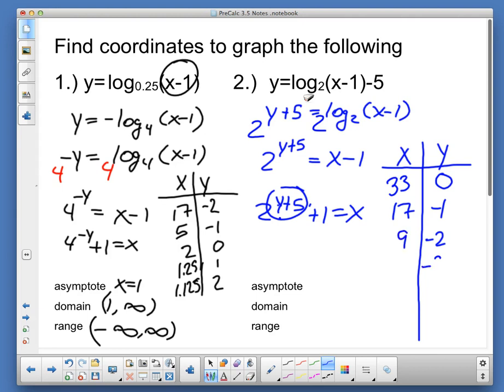I put in negative 3. That's 2. 2 squared is 4 plus 1 is 5. I put in negative 4. Well, that's 2 to the 1st power. It's 2 plus 1 is 3. I put in negative 5, which is really slick because negative 5 plus 5 is 0. And 2 to the 0 power is 1, so 1 plus 1 is 2. I quickly generated a list of coordinates I can graph, based on how I solved that relationship, and I totally did it calculator free.